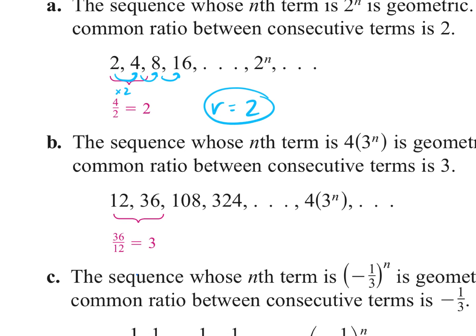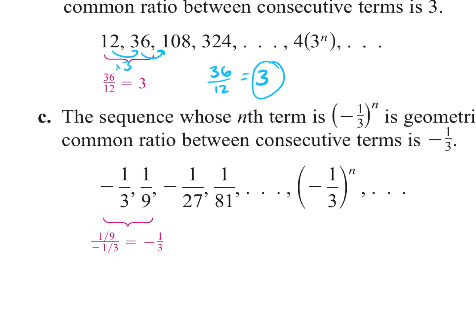Let's look at B. What am I multiplying to get from one number to the next? 3, perfect, times 3. If we don't see it right away, take the second number, 36, and divide it by the first. It simplifies to 3. So our common ratio is 3.